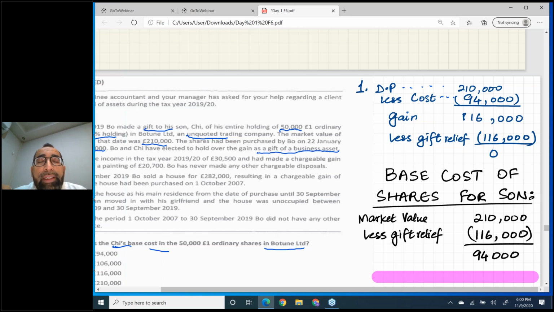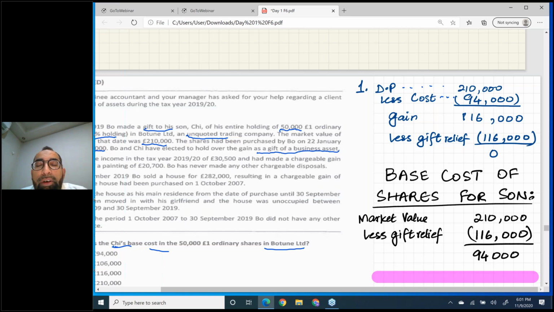And they have already elected for gift relief. So right now, we have deducted the gift relief. Now chargeable gain for dad is 0. Now the question comes, sir, is this permanently deferred, or is this a temporary deferral? It's a temporary deferral. It's not a permanent relief. So how do we do deferral? We deduct this gift relief from the base cost of the son.